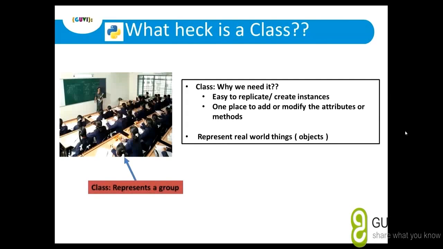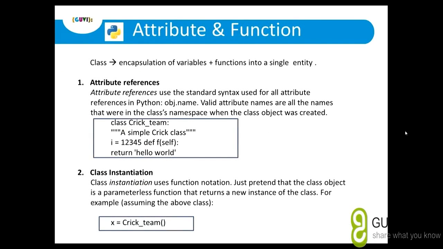So why do you need it? Why the heck do we need a class? Only one thing: it is easy to replicate any number of instances, and if you modify it in one place, the same modification will be reflected in all the objects, since you have a template. And the main purpose is that it represents real world things. For example, a student can be in a class, and every student could be an instance of the student class. Every student will have a name, height and other things. When you represent them, the class would be an encapsulation of variables and functions into a single entity.